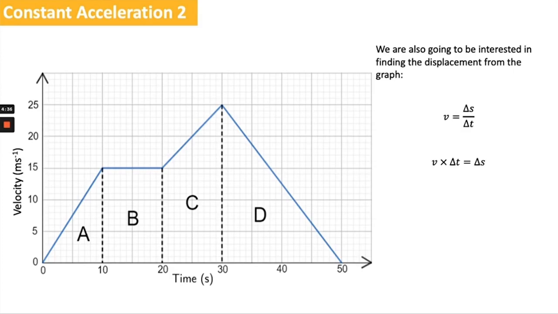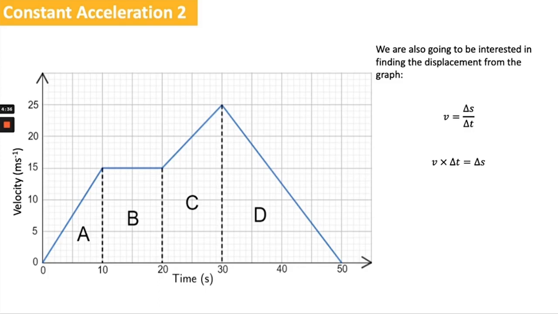This will make most sense when the velocity is constant. So let's look at section B. We can find the displacement in those 10 seconds by taking the 15, so the velocity we're moving at, and multiplying it by the change in time, multiplying it by 10. That gives us a displacement of 150.